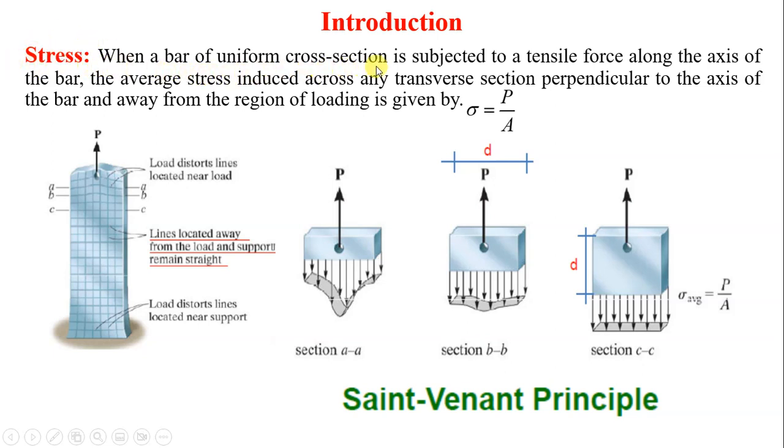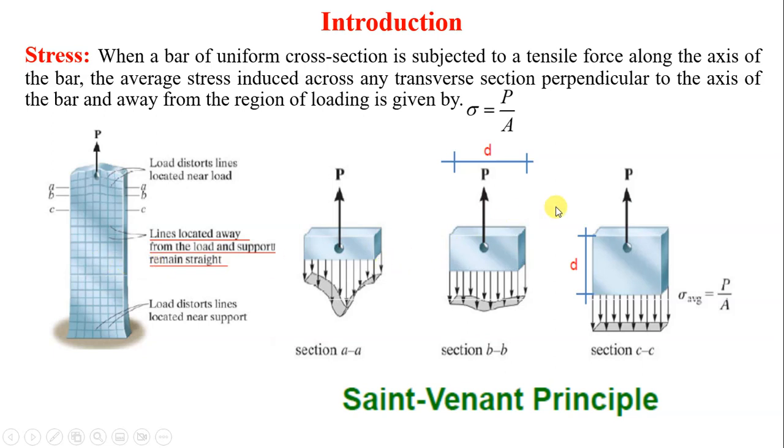When a bar of uniform cross section is subjected to a tensile force along the axis of the bar. So here in this figure, force P is acting along the axis of the bar. Then the average stress induced across any transverse section perpendicular to the axis of the bar and away from the region of loading is given by P upon A. So normally we use the letter sigma to indicate stress. So sigma is equal to P upon A. This formula we are using in strength of materials.